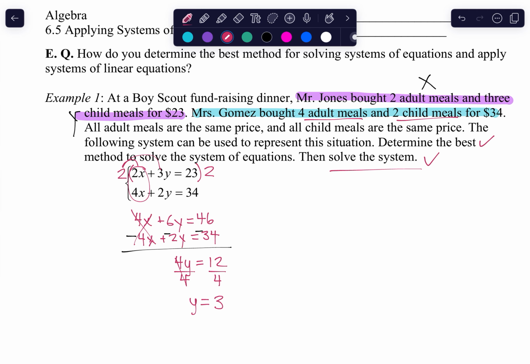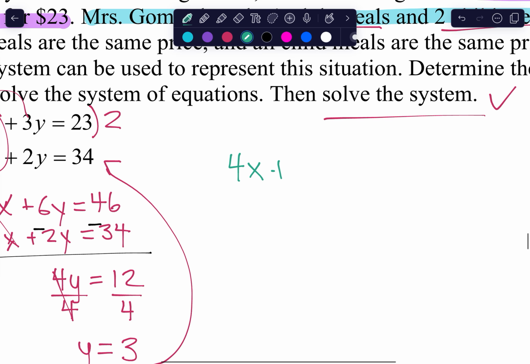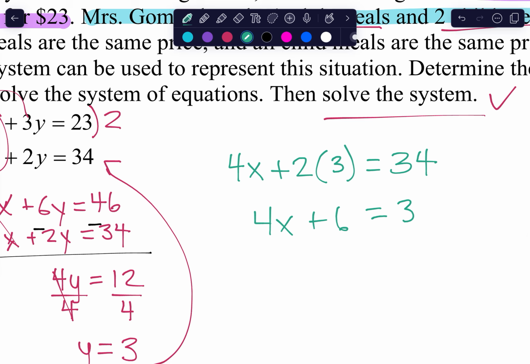So now we have to find x. I'm going to plug it into the bottom equation. Why not? So, hang on, make this a little smaller. So 4x plus 2y, but we just found y was 3, equals 34. So 4x plus 6 equals 34. So we have to subtract 6 from both sides. So 4x is equal to 28.